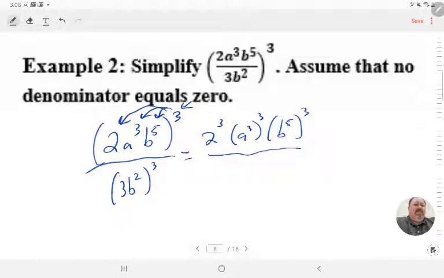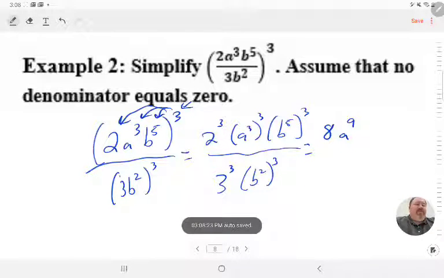And then I'm going to do the same thing in the denominator. 3 is going to be cubed, and then b squared is going to be cubed. So 2 cubed would be 8, right? Because 2 times 2 is 4, times 2 is 8. And then a to the 3rd cubed is going to be a to the 9th. And then b to the 5th power cubed is going to be b to the power of 15.